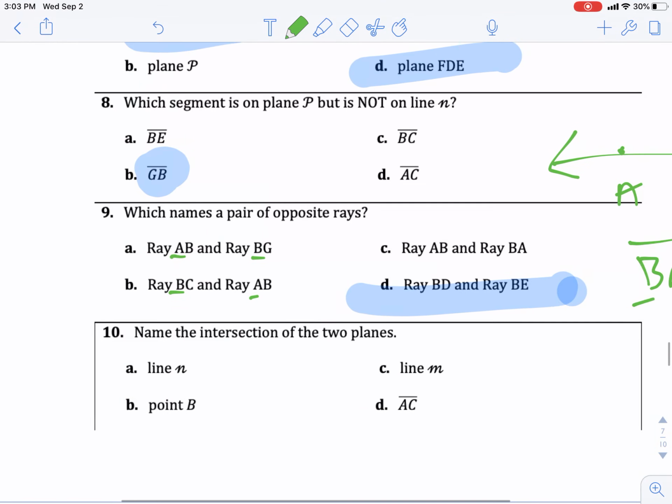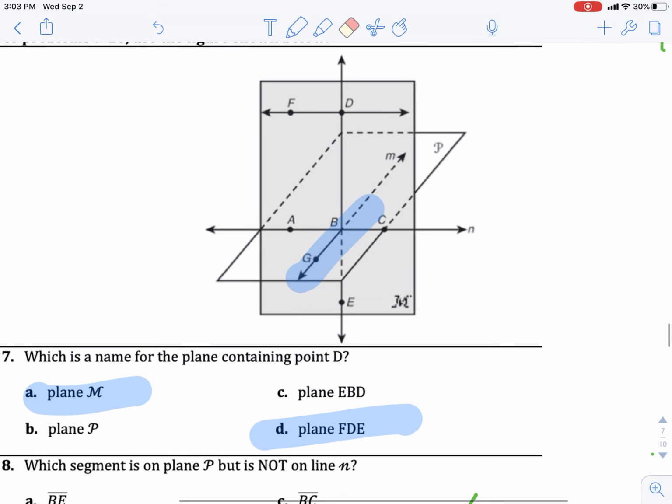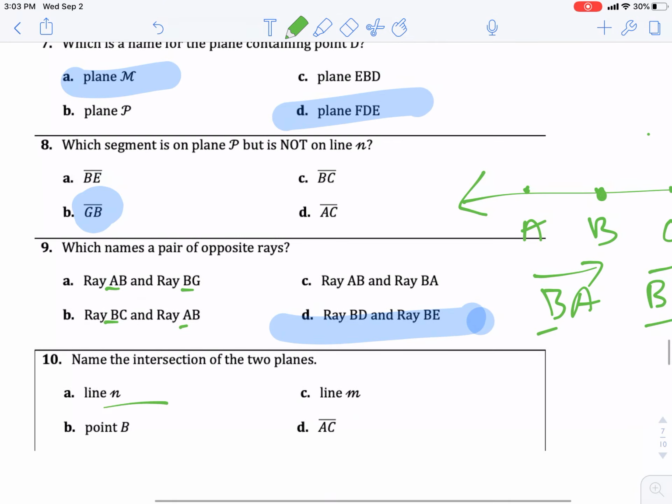All right, name the intersection of the two planes. The 2 planes intersect on a line, so line N.